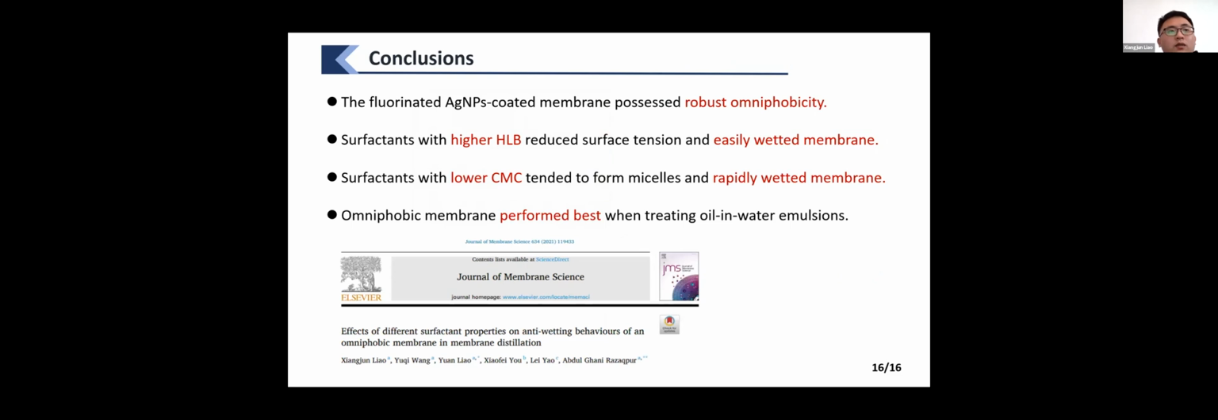And finally, we obtained 4 research conclusions based on this research. First, the fluorinated silver nanoparticles coated membrane possessed robust omniphobicity. Second, surfactants with higher HLB reduce the surface tension and easily wet the membrane. Third, surfactants with lower CMC tend to form micelles and rapidly wet the membrane. And also, the omniphobic membrane performs the best when treating oil-in-water emulsions.